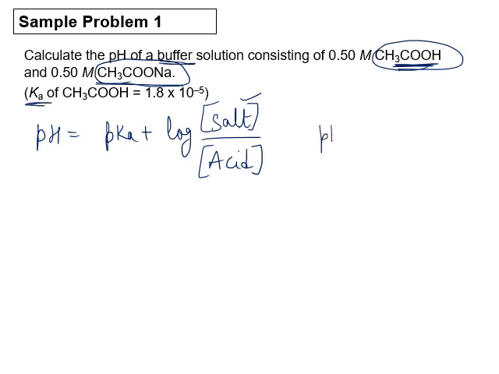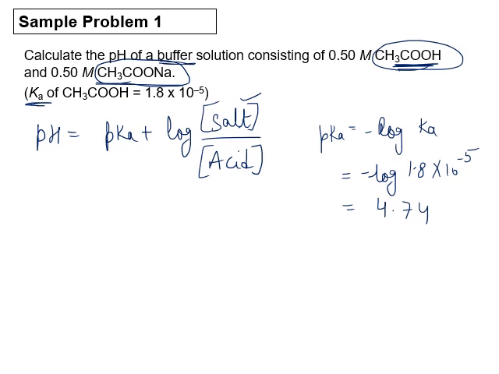What is pKa? pKa is going to be negative log of Ka. Remember, P in front of anything is negative log of that thing. So negative log of 1.8 times 10 raised to the minus 5 will give you a pKa of 4.74. So this is the pKa of my acetic acid.